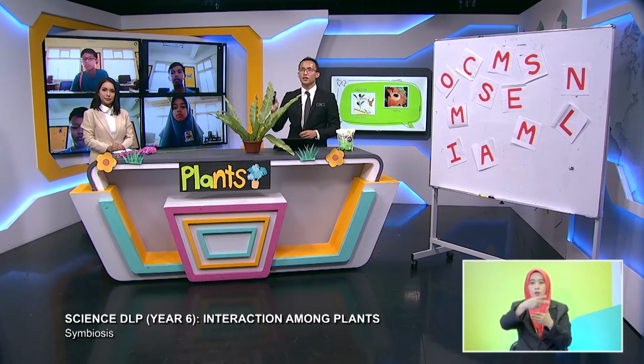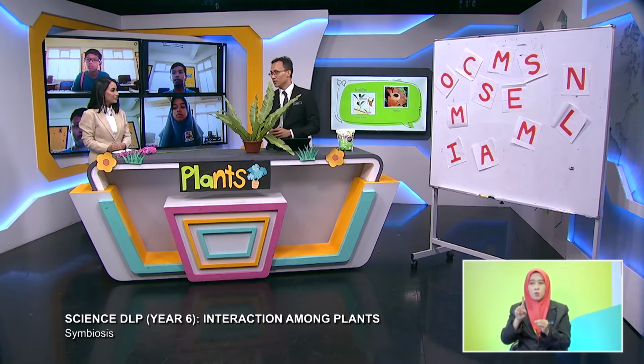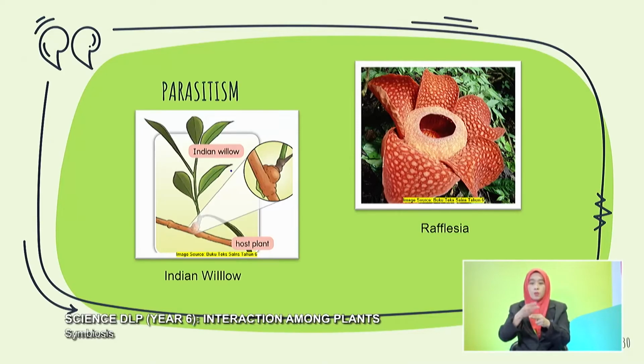There are actually three examples that I would like to share with you today. Mr. Q, the first one is called the Indian willow. The Indian willow is a plant that attaches itself to the branch of another tree, and its roots will penetrate through the body of the tree and suck out all the nutrients and water from it. Oh no. So in the long run, that branch will die.